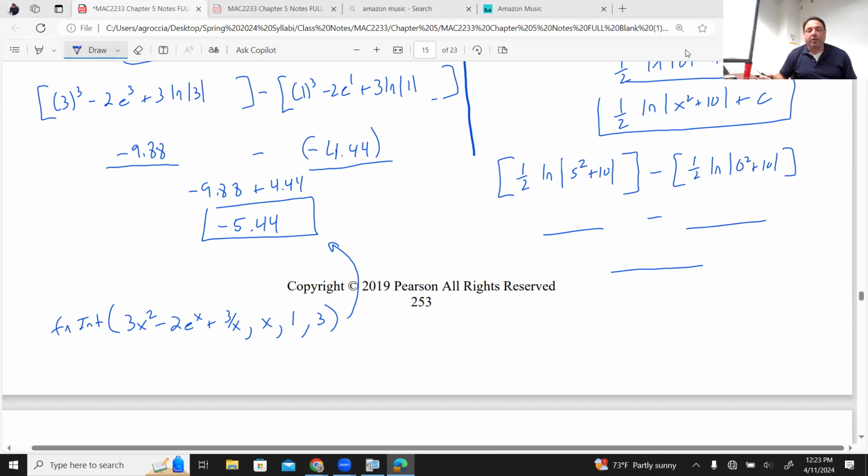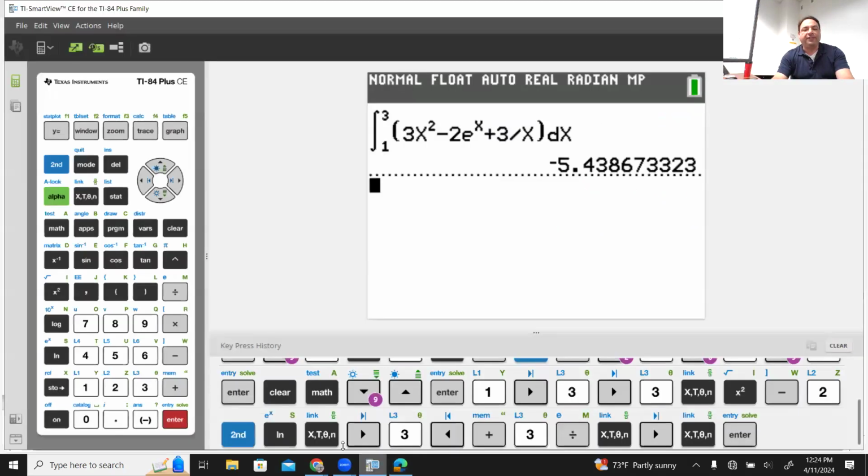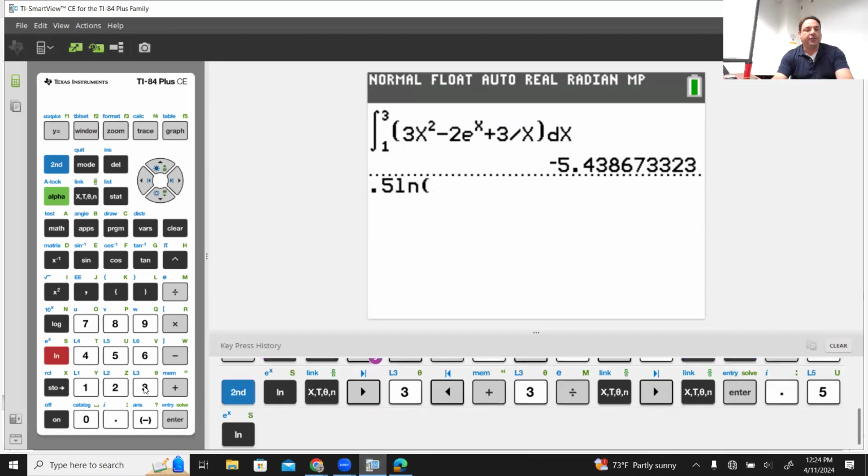Now, you could type that in all you want, exactly how it is, but I would do a little bit of work. This will be 1/2 ln 5 squared is 25, 25 plus 10 is 35, absolute value of 35 is 35. So I would make it a little bit easier on you. Minus, this will be 1/2 ln, 0 squared is 0, 0 plus 10 is 10, absolute value of 10 is 10. So that's a little bit easier to type in than trying to type that all in at once. So 1/2 is 0.5, so 0.5 ln of 35.